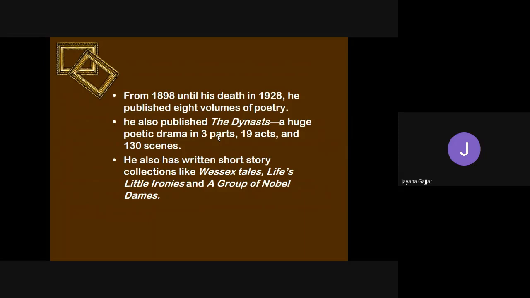These are some other works by him: from 1898 until his death in 1928, he published 8 volumes of poetry. Yes, Hardy has also written poems. He also published The Dynasts, which is a huge poetic drama in 3 parts, 19 acts and 130 scenes. And he has also written 3 short story collections. So he is a novelist, a poet, and also a short story writer, with collections like Wessex Tales, Life's Little Ironies, and A Group of Noble Dames. These are the names of his short story collections. So he's a very versatile writer. It's just that he was always surrounded by some controversy, and as we saw here, he was not happy with the censorship of the Victorian era.